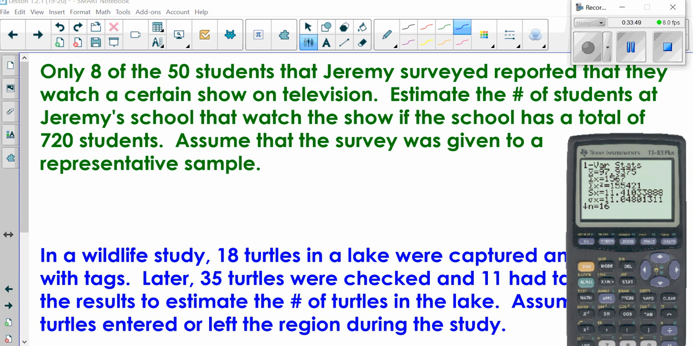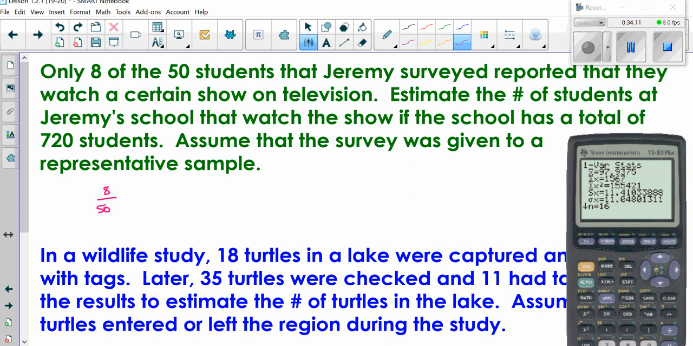Estimate the number of students at Jeremy's school that watch the show. If the school has a total of 720 students, assume that the survey was given to a representative sample. That just means that it was a good sample, it was random. All this is looking for is for you to set up a proportion like you guys did last year in Math 2.